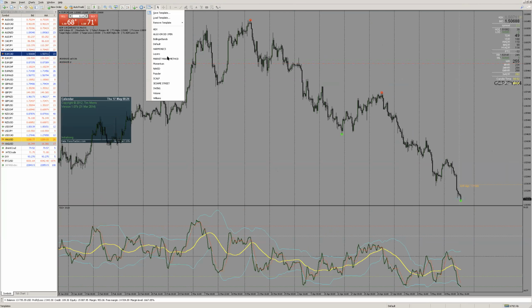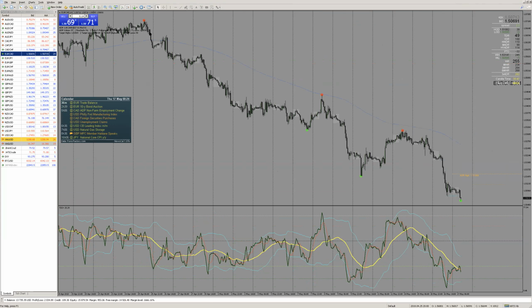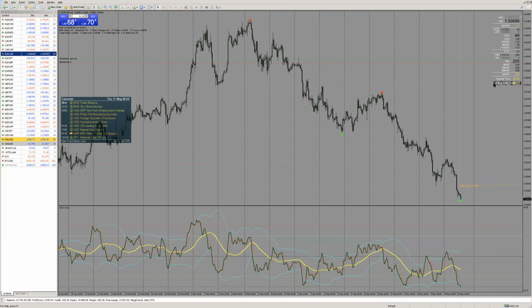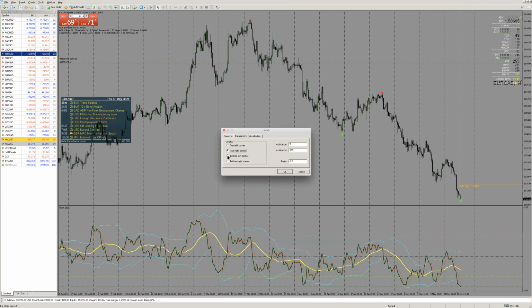No, this is, I can make a method. What the hell? Euro CAD. Let me fix that.